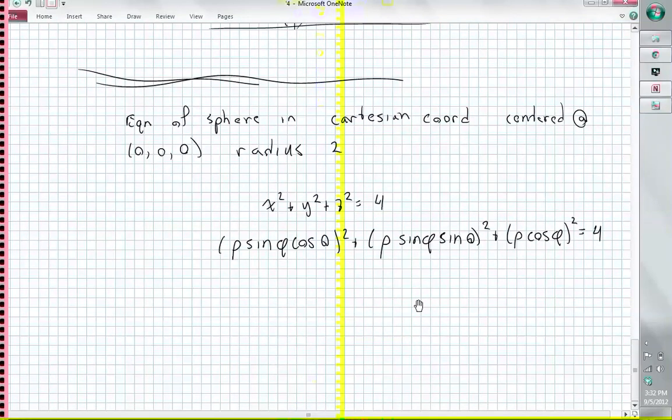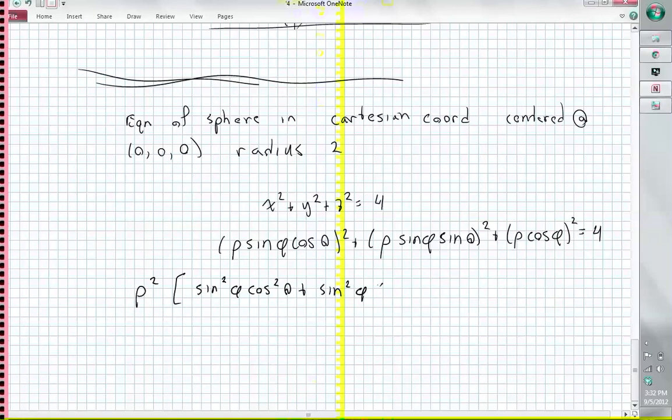Square everything, and you see there's a common factor of rho squared. And what's left behind is sine squared phi cosine squared theta, sine squared phi sine squared theta, cosine squared phi. And this has a really nice simplification. So it looks like a mess, but it's actually not.